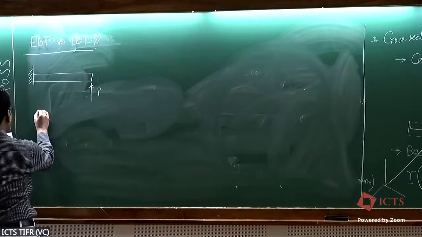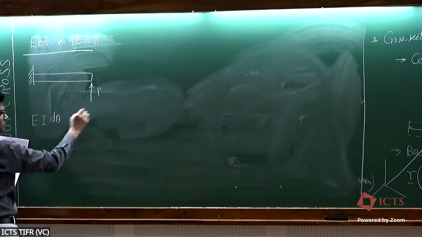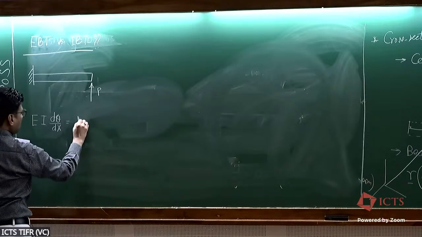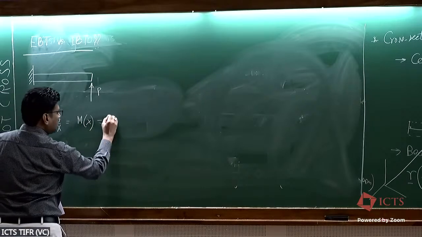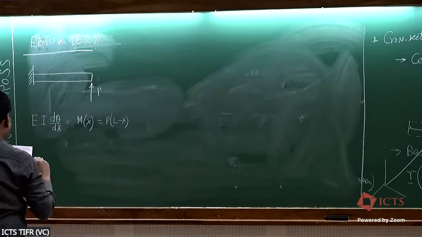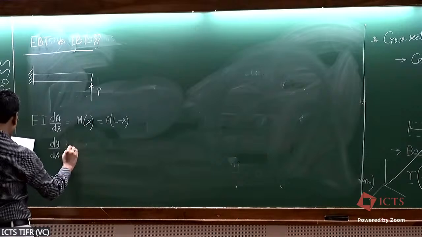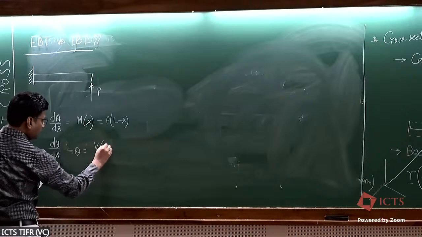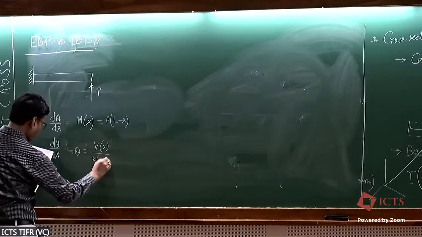So the equations of Timoshenko beam theory are EI, something that is already derived there, d theta over dx equal to M of x, which in this case is P times (L minus x). This is something also derived on the board. And then dy by dx minus theta is the shear force V of x over the correction factor KGA.